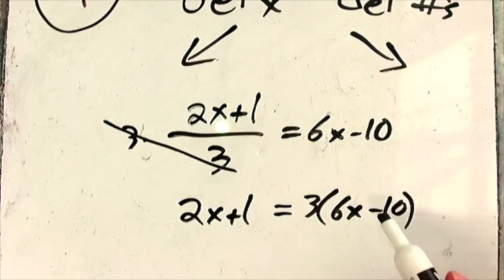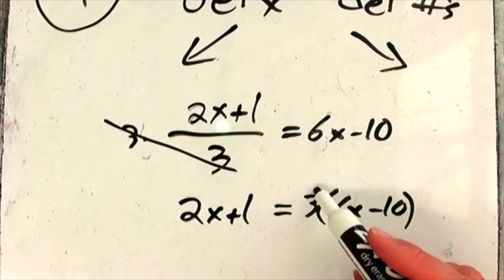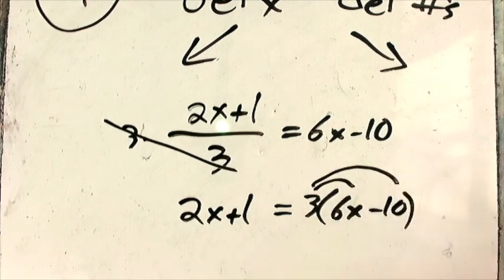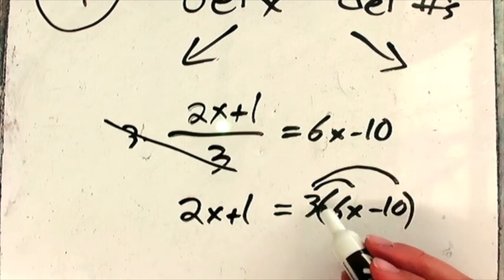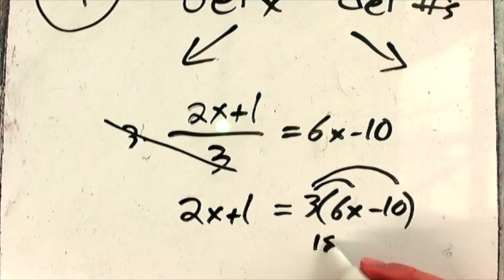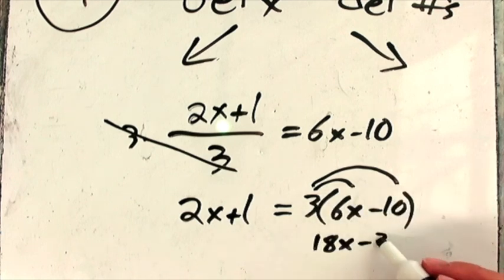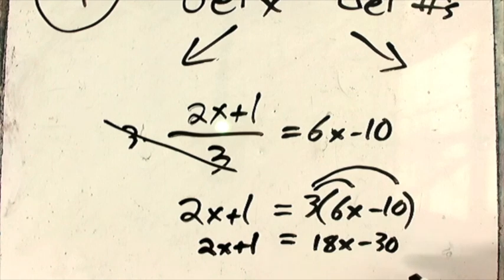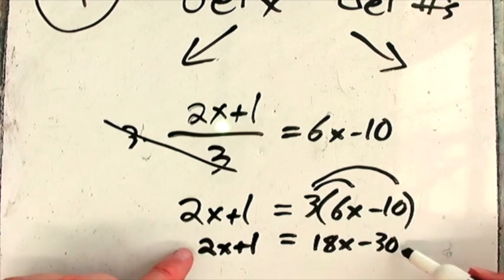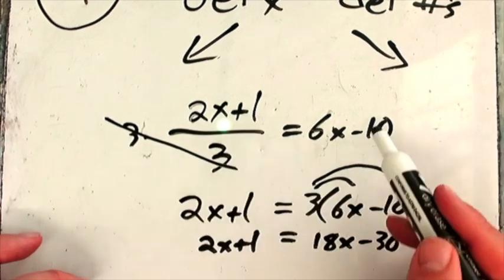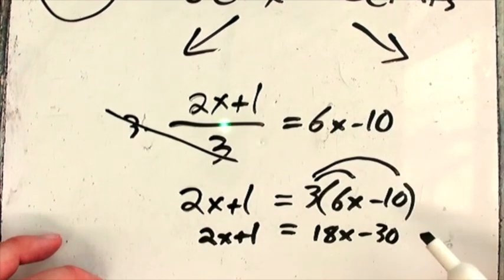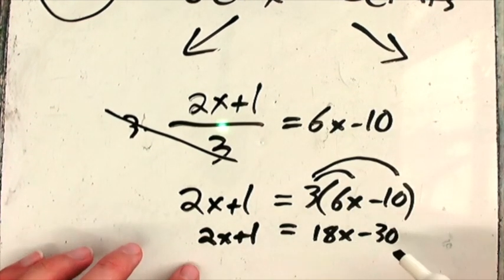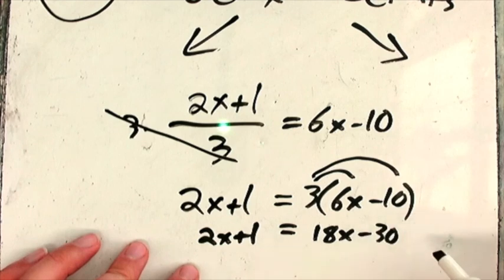You might also notice that this is now the distributive property. What do I mean? I got to times this, times that, times that. Well, I got 3 times 6x is 18x. 3 times minus 10 is minus 30. So I got 2x plus 1 equals this stuff. Well, now this looks a lot like that other problem. I just had to get rid of these first complicated bits. So I got 2x plus 1 equals 18x minus 30.